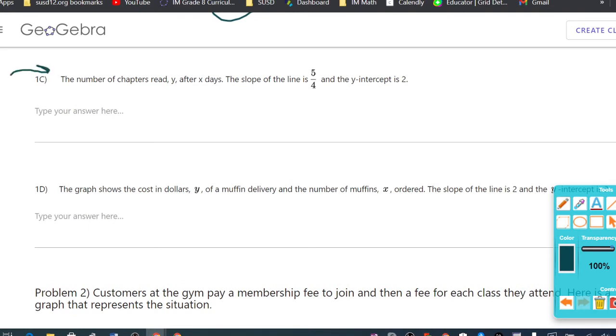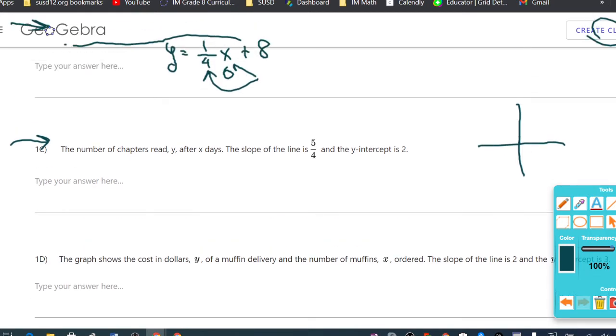Next, explain the slope and y-intercept. The number of chapters read, y, is the number of chapters read after x number of days. The slope of the line is 5/4, and the y-intercept is 2. I'm going to try to sketch this one. The y-intercept is like 1, 2, maybe here. And of course, my pen stops. I hate this computer pen sometimes. It's not reliable. Look, I'm scribbling on the screen. Oh, there it goes. And the slope of the line is up 5 and over 4. So something like that.